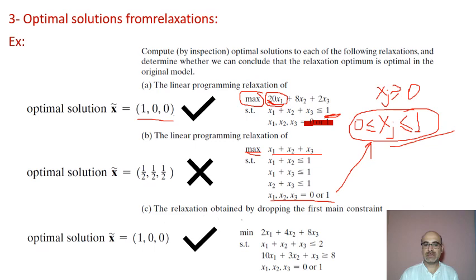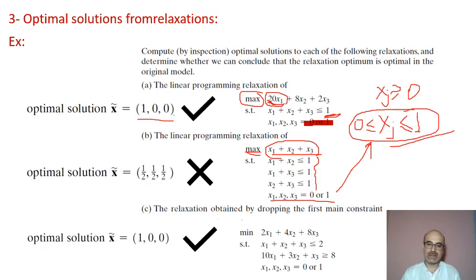In fact, there is a better solution. If you set the value of all these decision variables to 1 half, then we satisfy all of these constraints and the value of the objective function becomes 3 over 2. Okay, so this is a larger objective function value than 1. So this is the optimal solution.